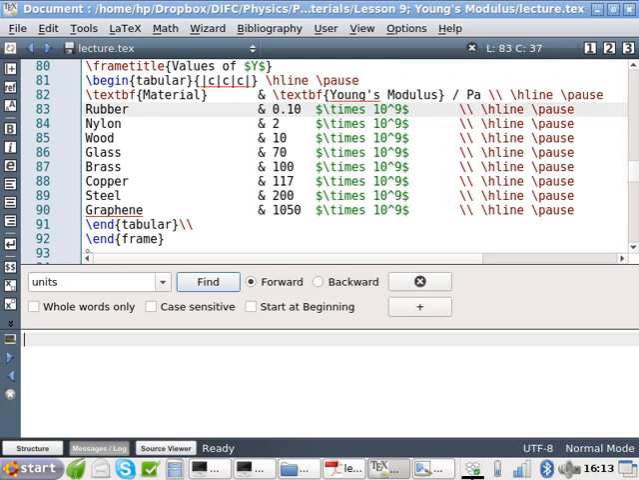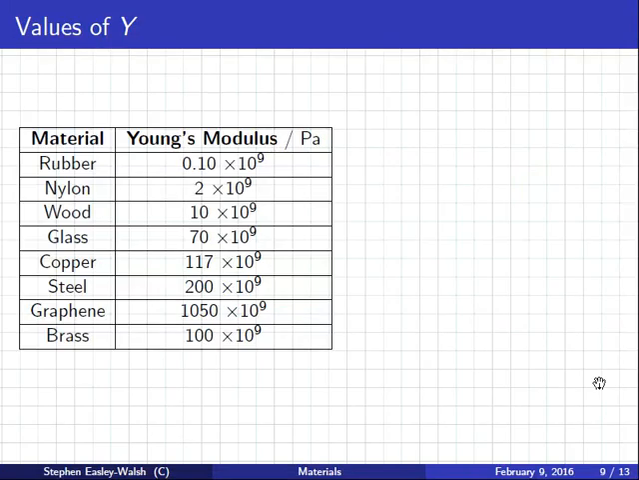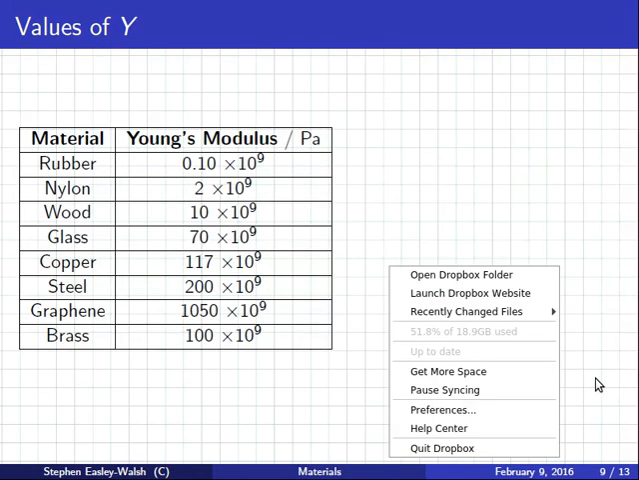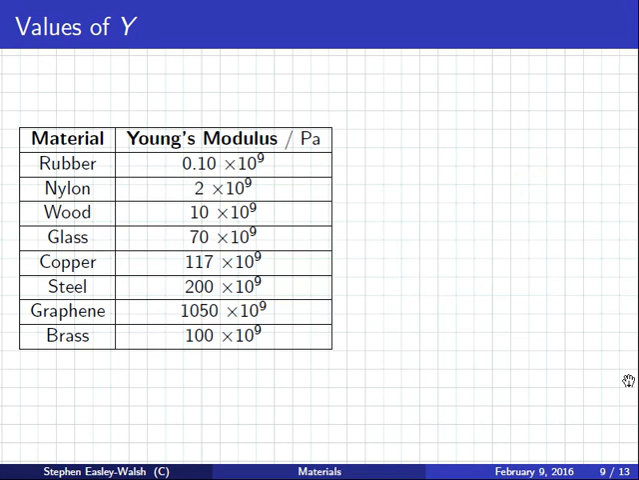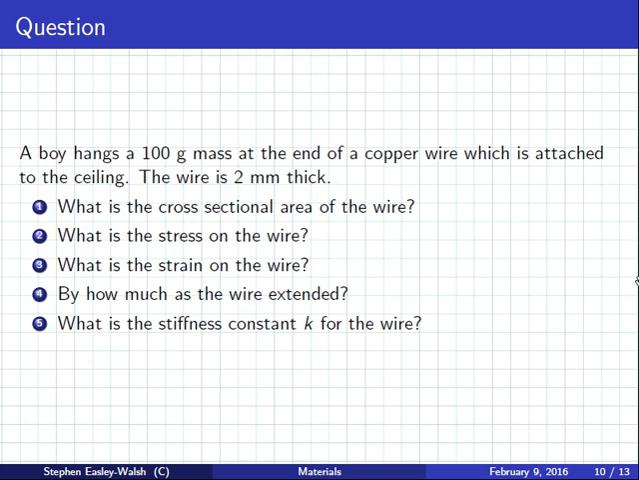Right, so these are some values for Young's modulus. These are all to the power of nine. Young's modulus is usually a big value. You can say that the first one is 10 times 10 to the 8. But I kept these as 10 to the power 9, so they're all easy to compare. Right, let's have a look at a question here.